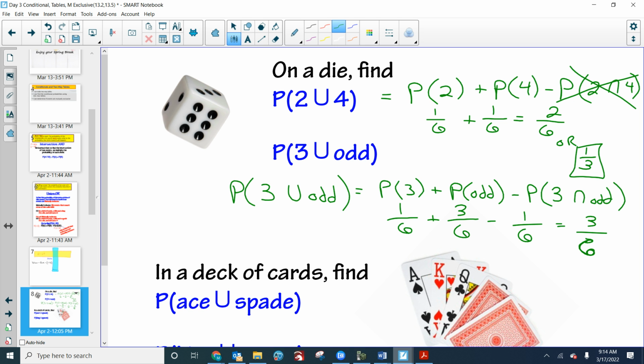All right, we're going to continue with this. It could get a little tricky, I understand that. We will do a little bit for both sections. The 3 is an odd number, so 1, 3, and 5. The 3 is it's a 3 and it's an odd number. But I thought you multiplied the 1/6 and the 3/6. It's the overlap.